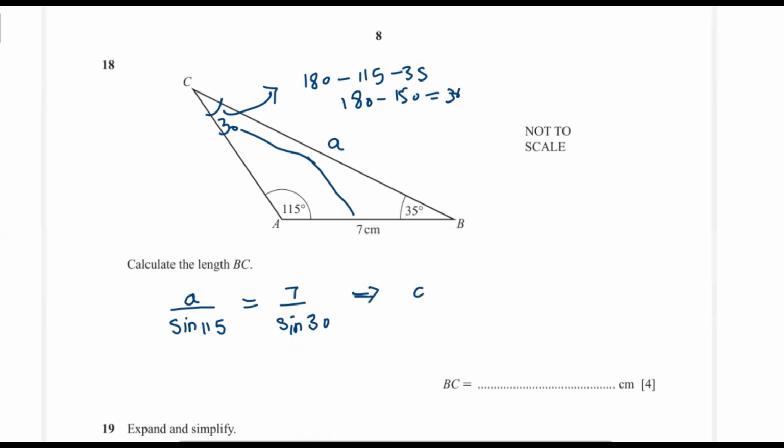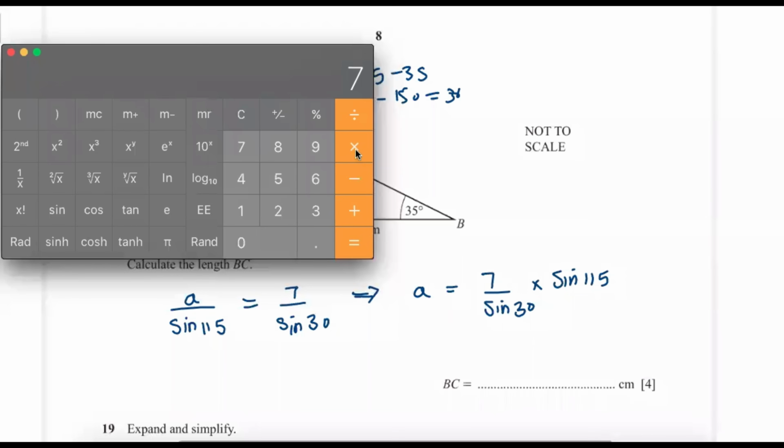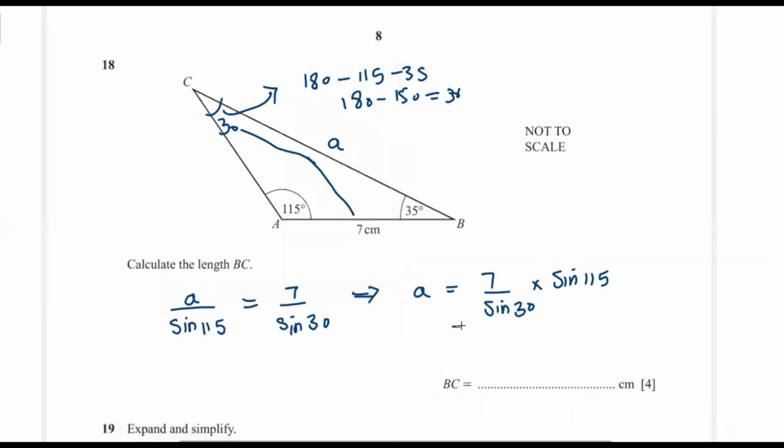Therefore a's length will be equal to 7 over sine 30 multiplied by sine 115. Now we can calculate it: 7 multiplied by sine 115 divided by sine 30 is equal to 12.68. Now the 3 significant figure value will be 12.7 centimeters, which is the answer.